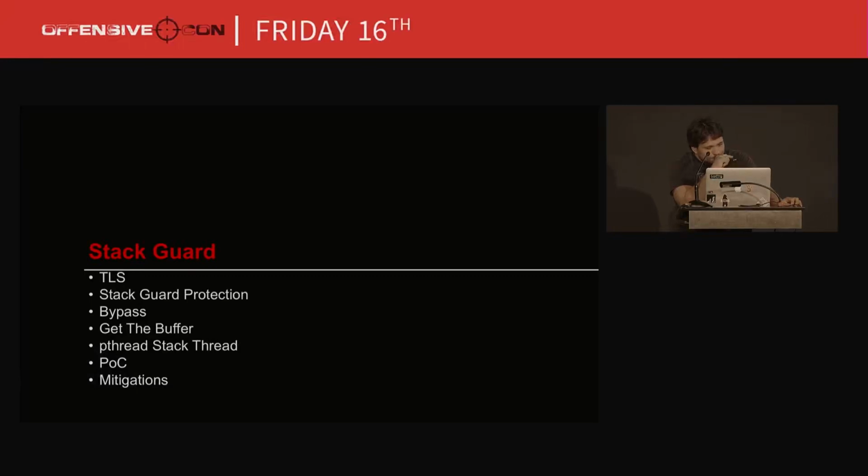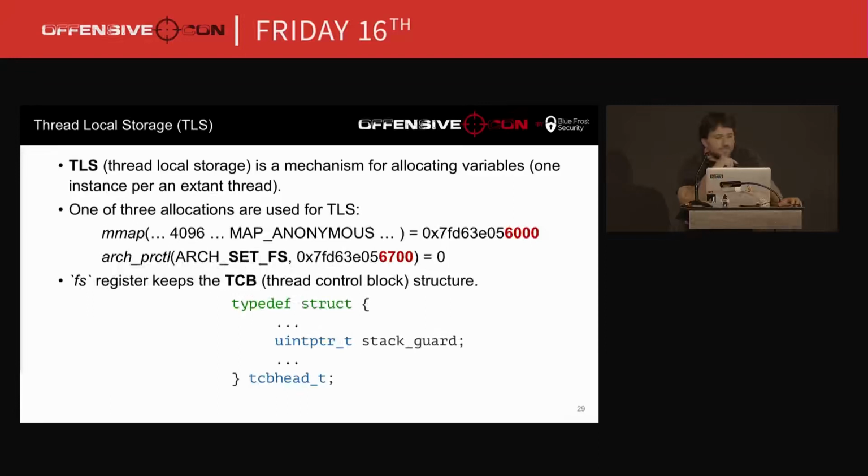Stack guard. Before we continue, let me say something about thread local storage. You may already know that thread local storage is used to keep some variables local to the thread. So if you have another thread, you have another copy of this variable. And in our architecture, x86-64, this is implemented with the register fs. This register keeps a pointer to some special structure that's named TCB head, thread control block. And this structure points to the stack guard.